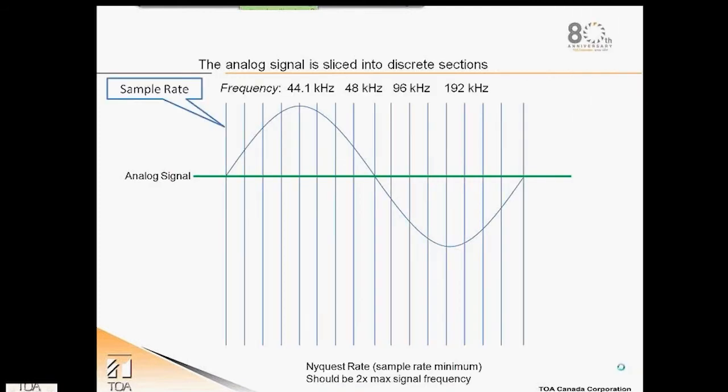When the analog signal is processed by the ADC, it is sampled or sliced up into individual segments. These segments are defined by the sample frequency, and some popular rates are 44.1 to 192 kilohertz. This sampling frequency should always be at a minimum of twice the highest expected frequency of the analog signal.